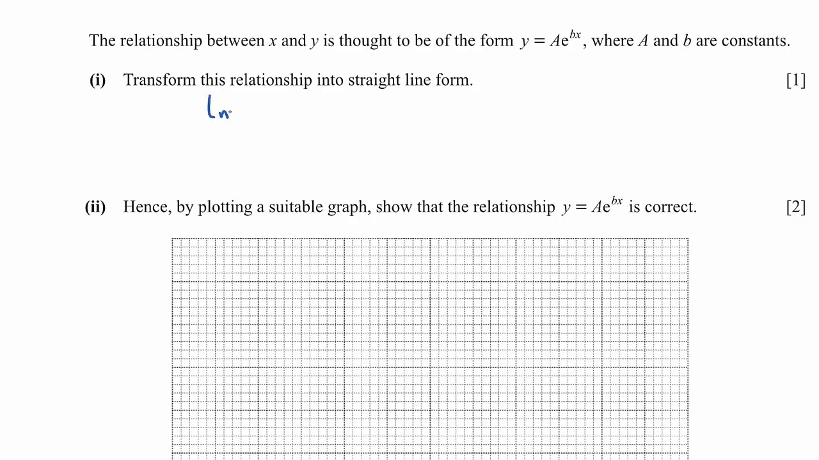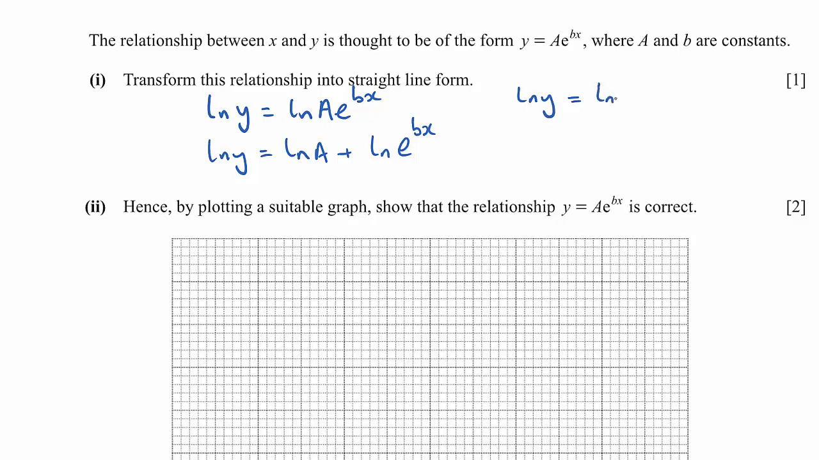So ln y is going to be ln ae to the bx. So that would give me ln y is ln a plus ln e to the bx. And that would give me ln y is ln a plus bx ln e. And of course ln e is 1. So ln y is ln a plus bx. So that's straight line form.